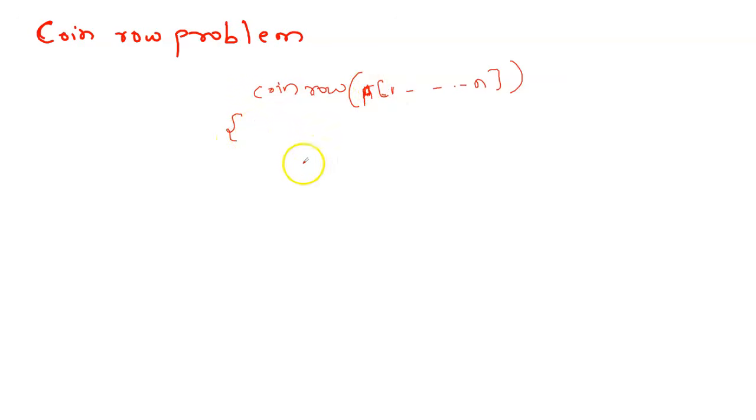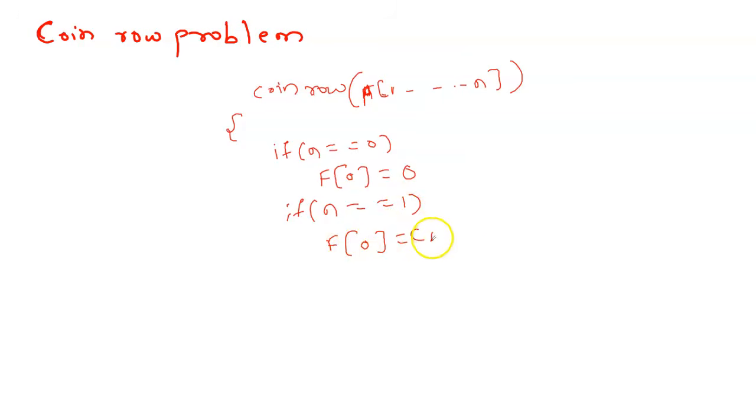Now you know that if n equals 0, then what is the cost involved? F of 0 is 0. Then if n is equal to 1, then the value of this is c1, that is the cost of the first coin. Then we need to apply the recurrence relation from the second coin.